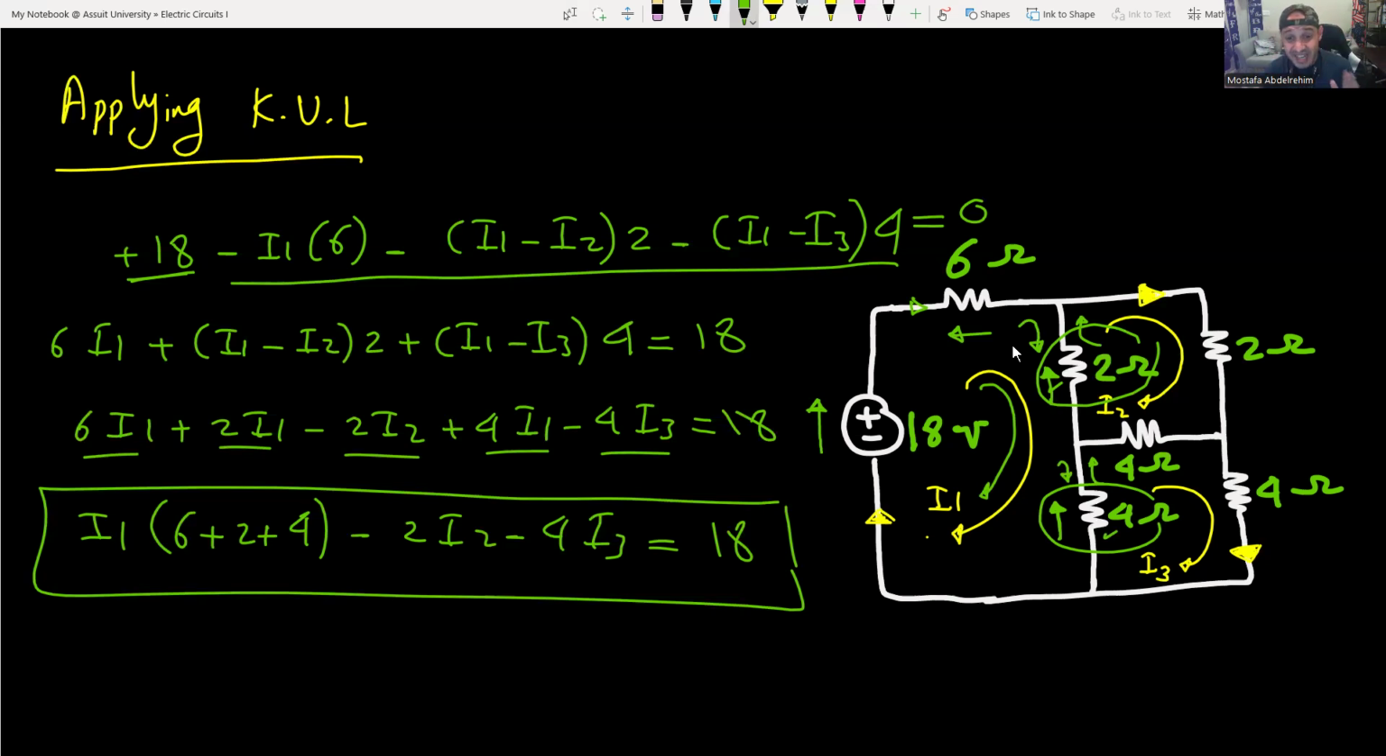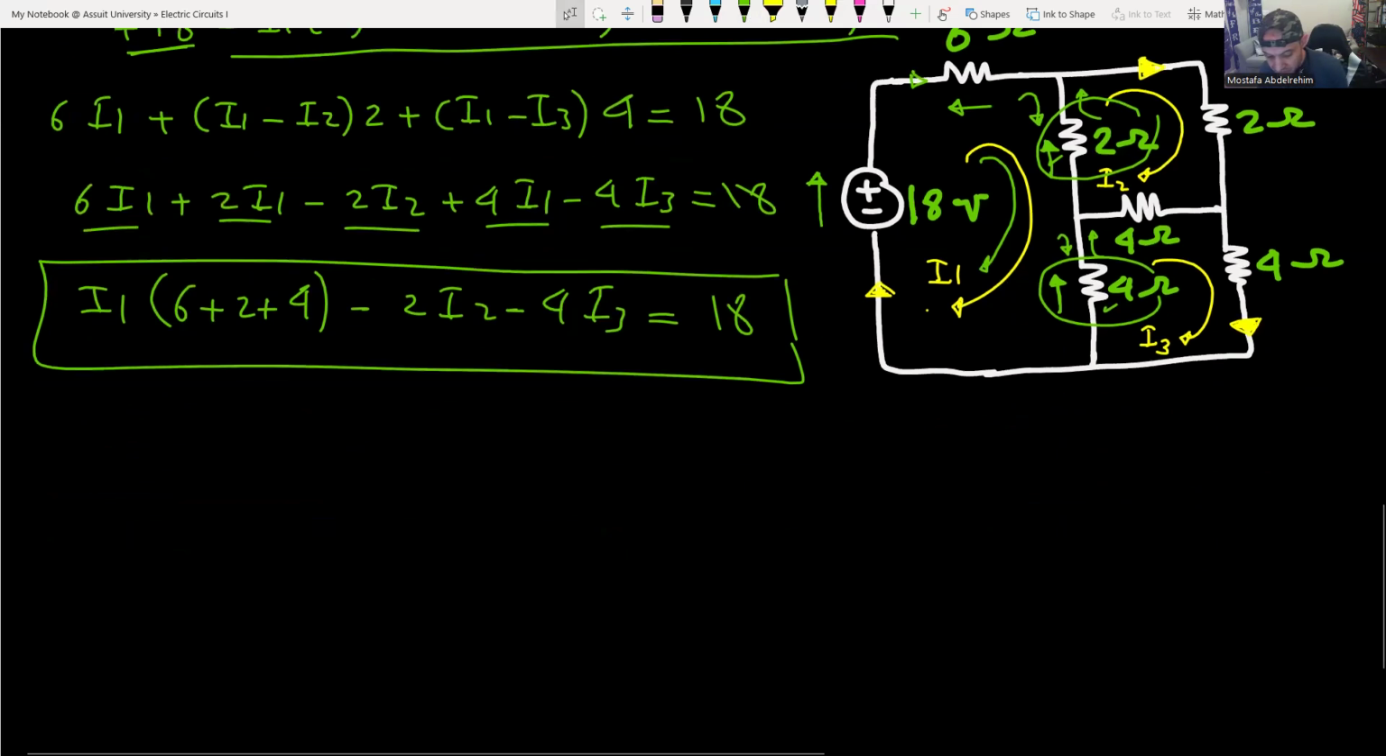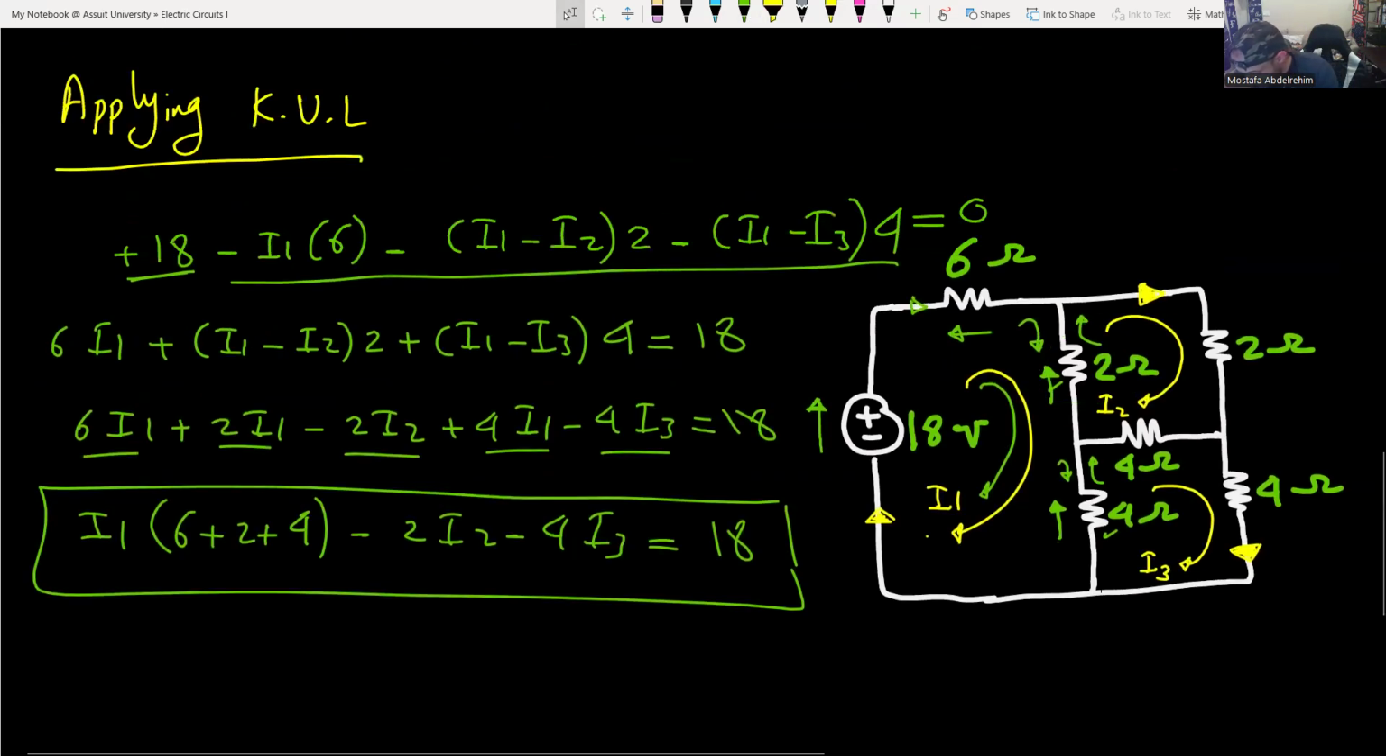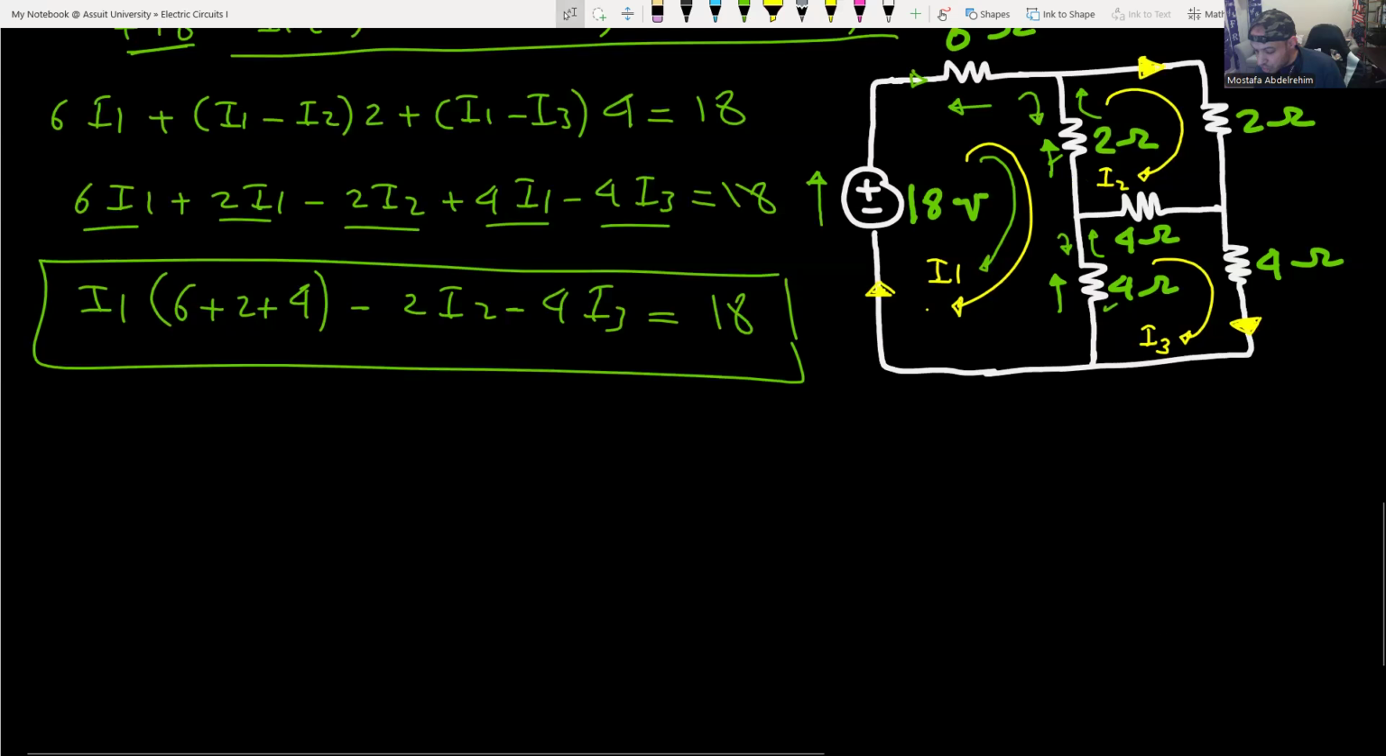We're gonna do exactly the same for the second mesh, following the rule that we just learned from mesh I1. For the mesh of I2, let's first write the I2 term. I2 should be positive because this is the mesh of I2. It will be multiplied by the summation of all the resistances contained in mesh number 2, which is 2 plus 2 plus 4.